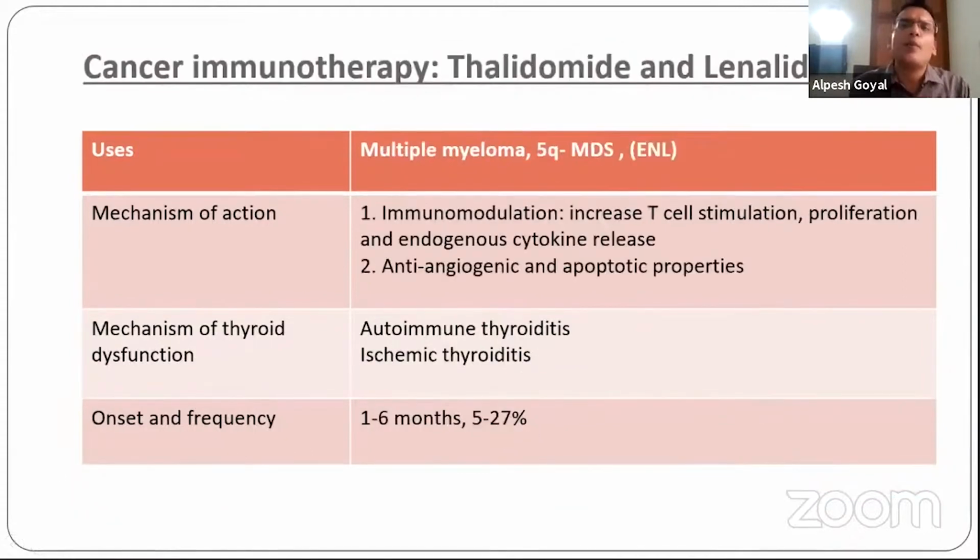Thalidomide and lenalidomide, again, these agents are not very commonly used these days. These are used in patients with multiple myeloma. Proteasome inhibitors are more commonly used these days. They also find use in certain types of myelodysplastic syndrome and in patients with ENL in dermatology practice. They cause thyroid dysfunction through the mechanism of immunomodulation and thus causing autoimmune thyroiditis. And also by anti-angiogenic properties, they can cause ischemic thyroiditis.